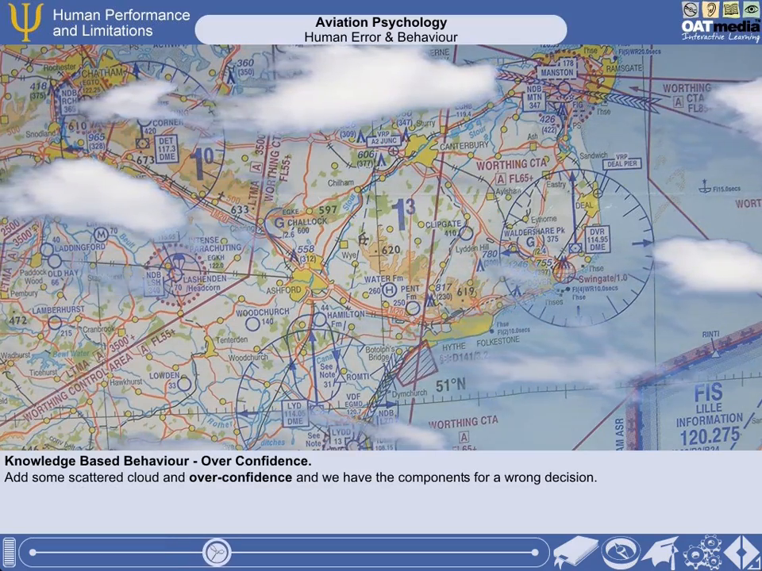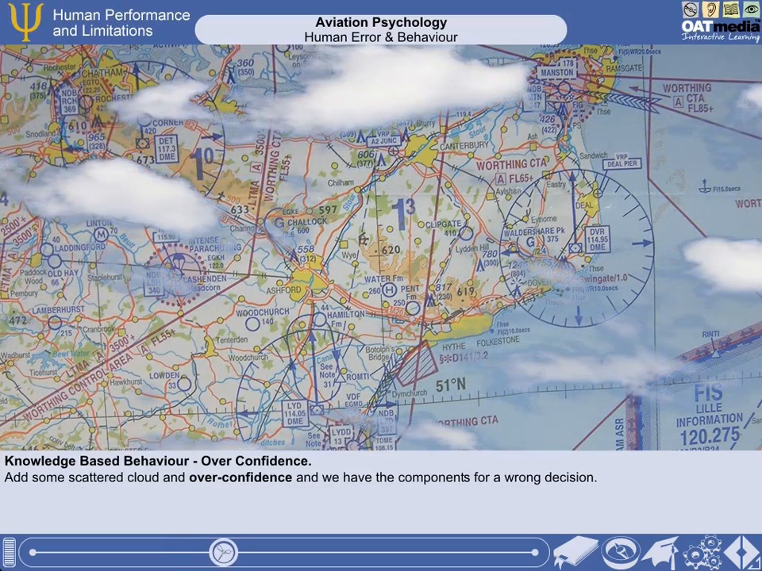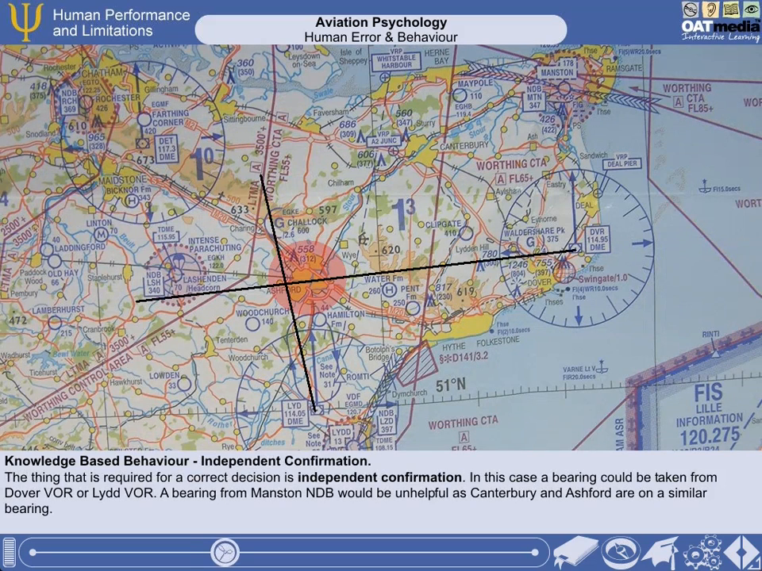Add some scattered cloud and overconfidence, and we have the components for a wrong decision. The thing that is required for a correct decision is independent confirmation. In this case, a bearing could be taken from Dover VOR or Lyd VOR. A bearing from Manston NDB would be unhelpful, as Canterbury and Ashford are on a similar bearing.